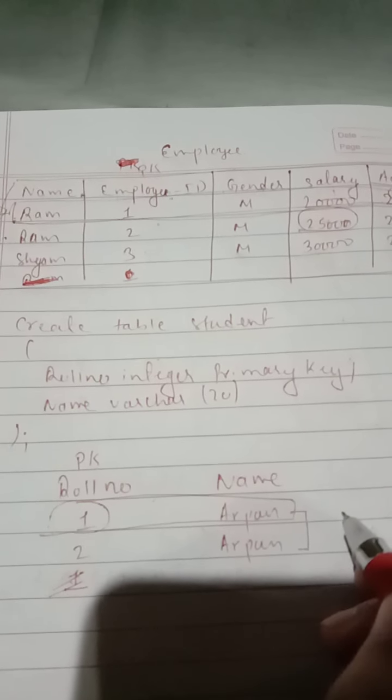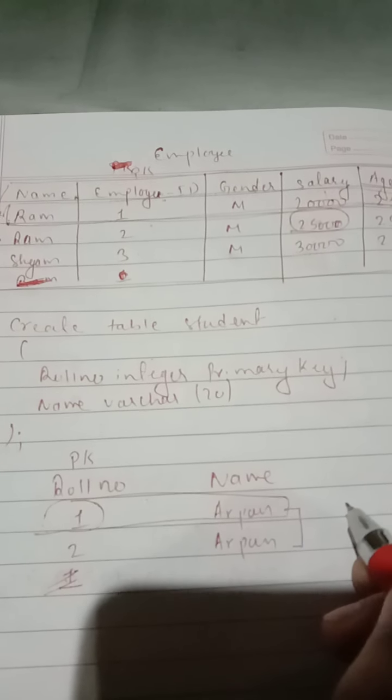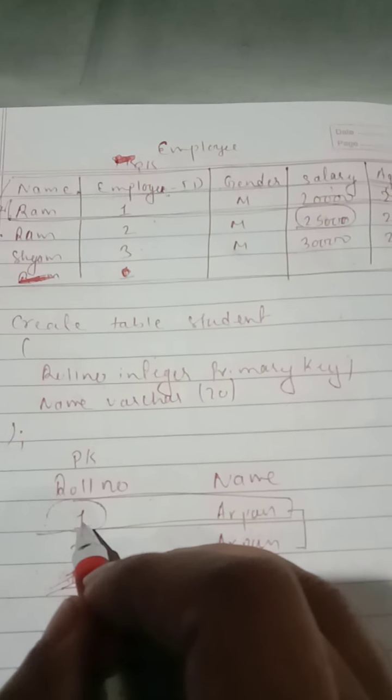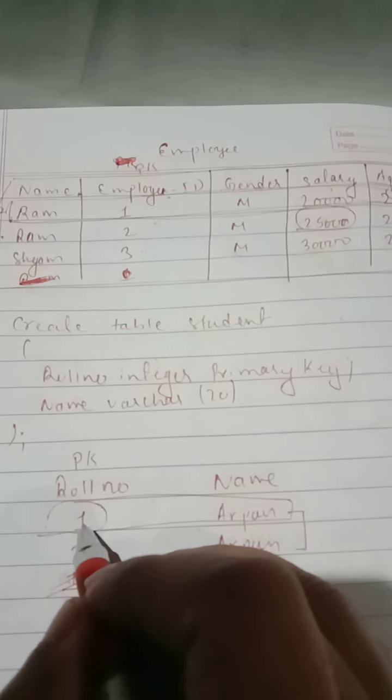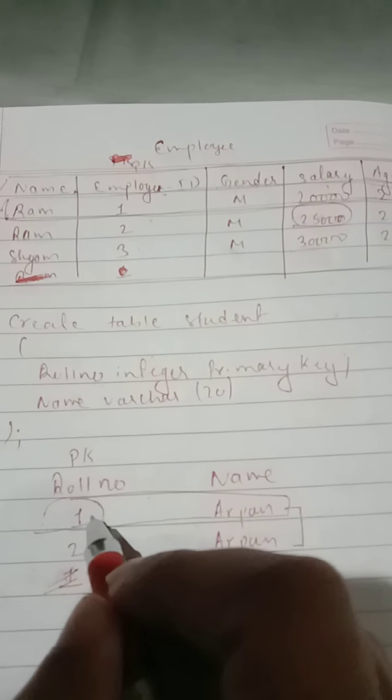For example, if two students have the same name like Arpan, if I call Arpan in a class, both students will raise their hand. But if I assign a roll number to them, then there will be no confusion. That's why we declare a primary key in a table. Thank you.